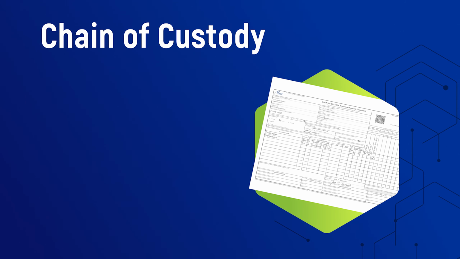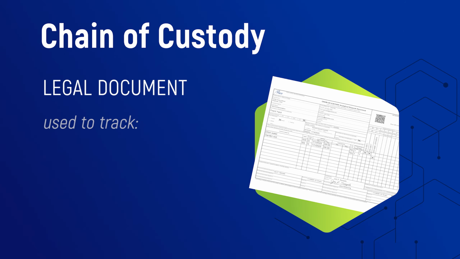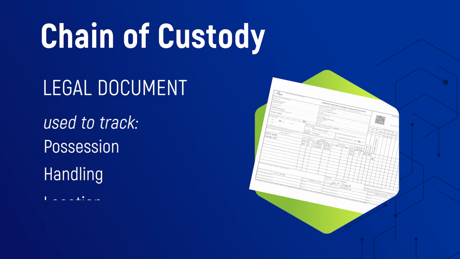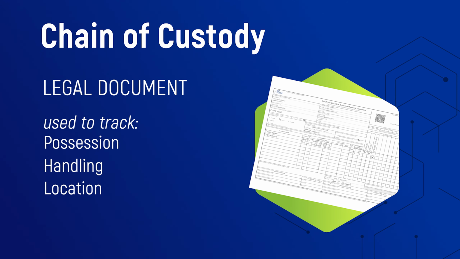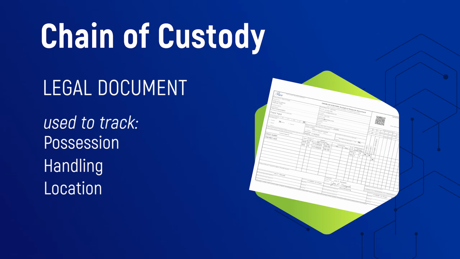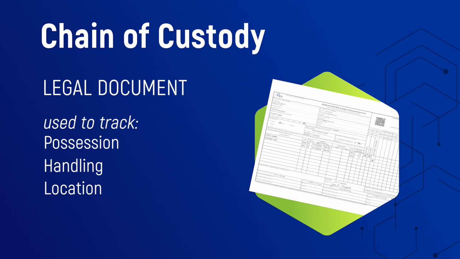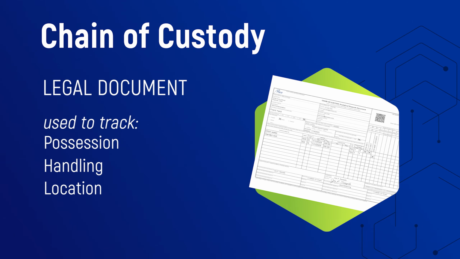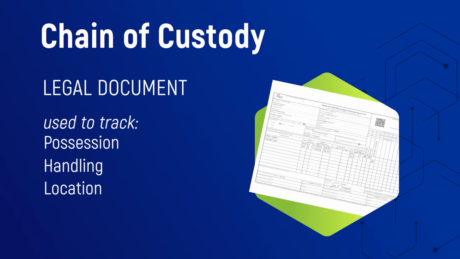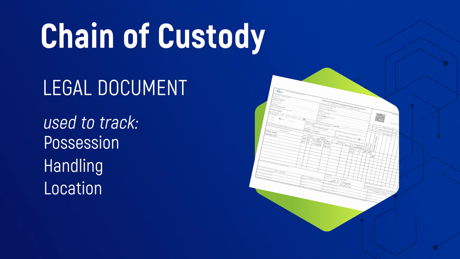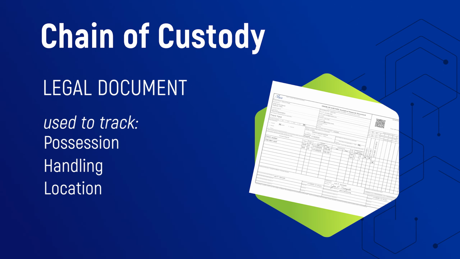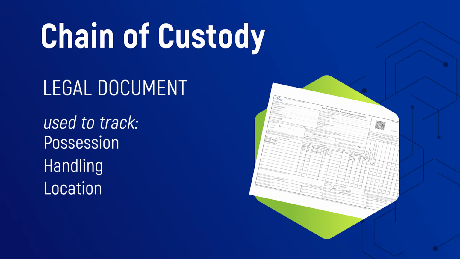A chain of custody is a critical legal document used to track the possession, handling, and location of samples from the time they are collected until they are analyzed and subsequently disposed of. It ensures the integrity and reliability of the sample by documenting every step of its journey. Proper chain of custody procedures are essential in maintaining the evidential value of samples, particularly in legal, forensic, and environmental contexts.